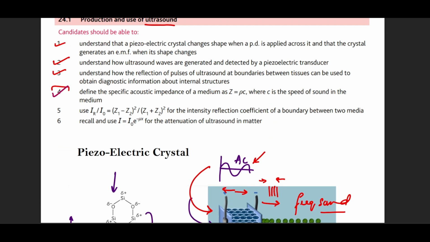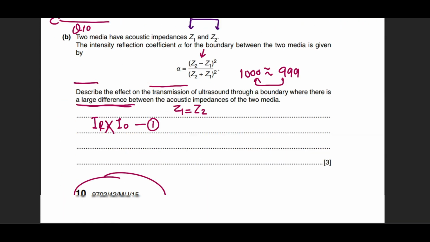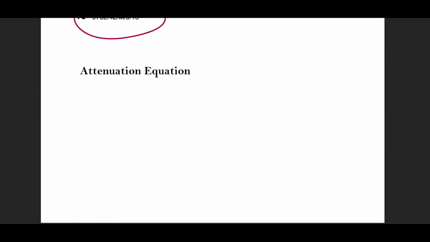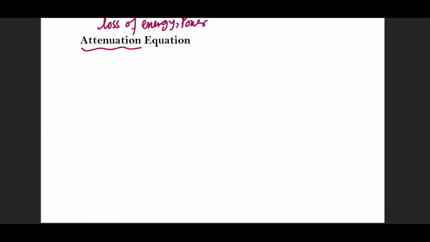Now we move towards the attenuation equation, okay? Now the attenuation equation, you will find this in the syllabus over here. Point number 4 is covered. Point number 5 is also covered, right? We've done acoustic impedance, we've done reflection coefficient. Now we're moving towards the attenuation constant or attenuation equation. Basically, attenuation means loss of energy or power, okay? So loss of power and energy, how and why?